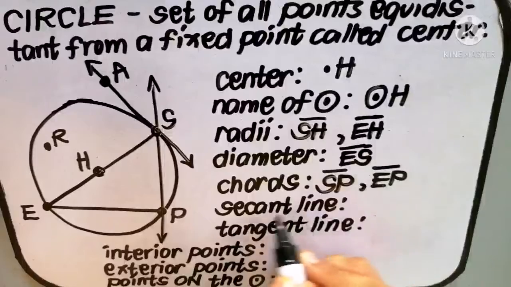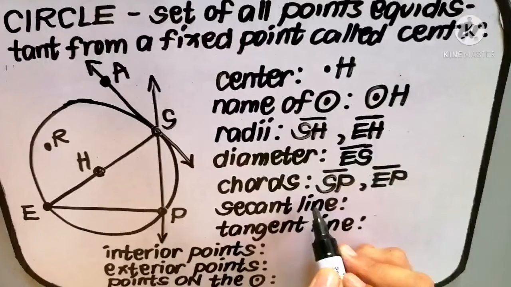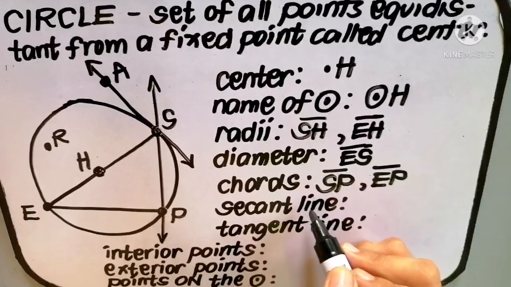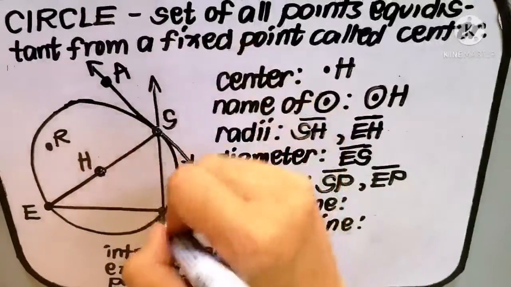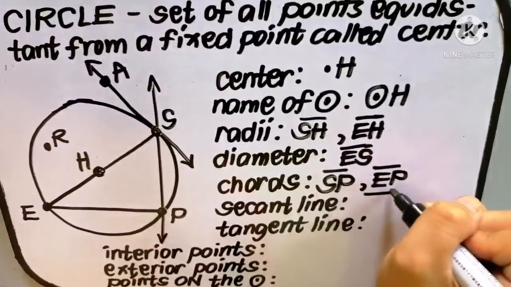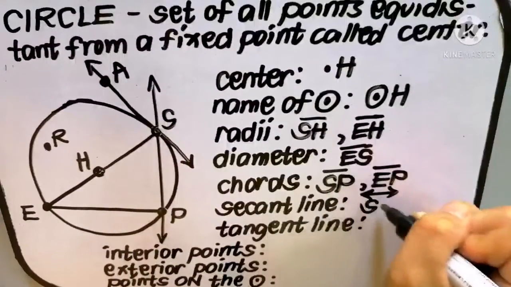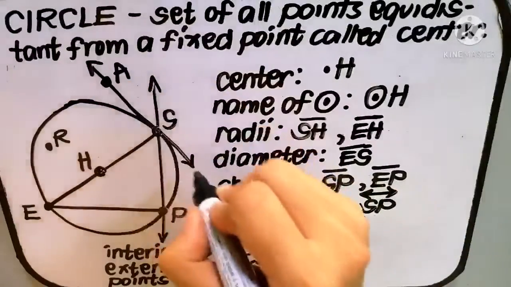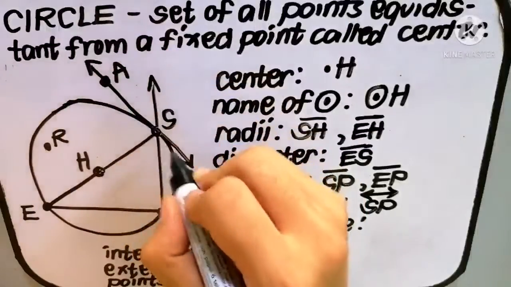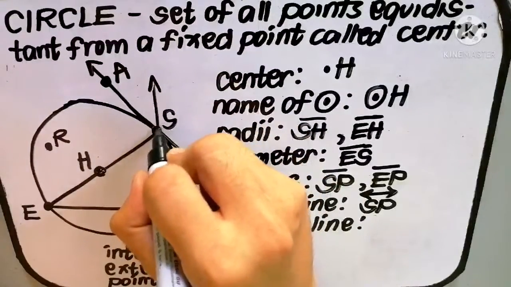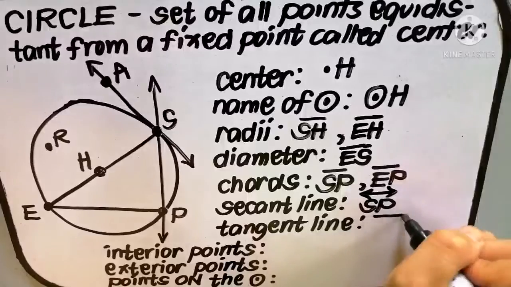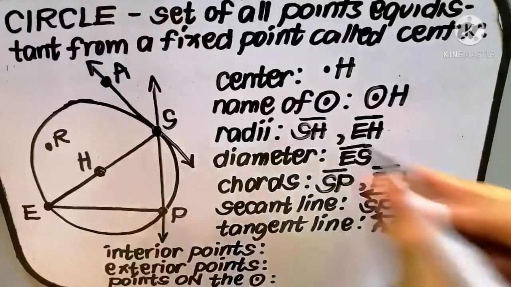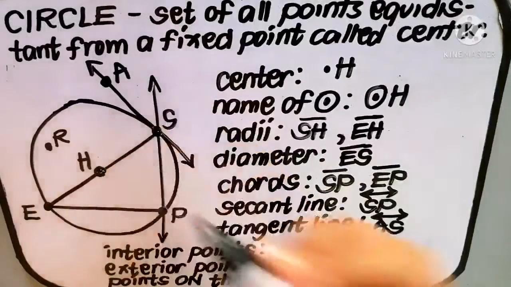Now, let's have the secant line. A secant line is a line that passes through any 2 points on the circle. So in this case, here we have line SP as the secant line. Tangent line. A tangent line is a line that intersects the circle at exactly 1 point. So here, this is line AS, and the point of tangency is point S.